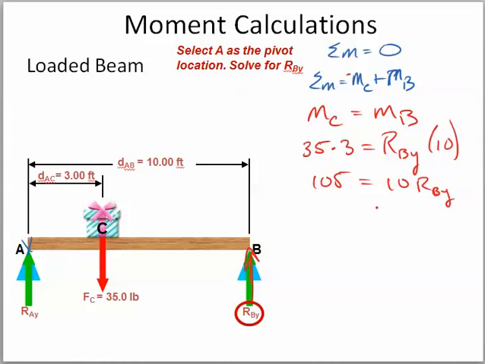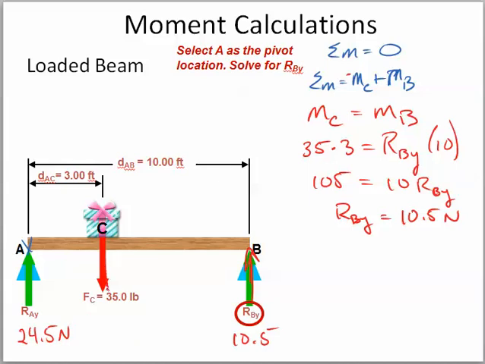And we can say then that RBY is equal to 10.5 newtons. So RBY is 10.5 newtons. That tells me then that if this is 10.5 newtons, this one over here, RAY, must be pushing up with 24.5 newtons. And why do we know that?